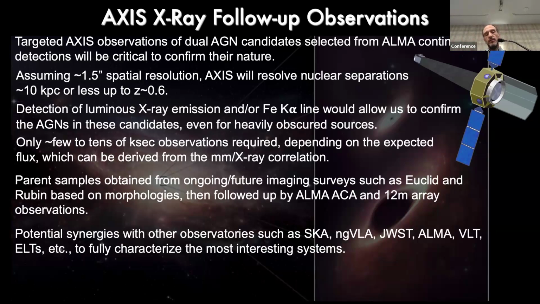and in combination with future observations, the way I'm proposing we can do that is we can start from morphologically selected samples, mostly obtained from imaging obtained with Euclid and Rubin. So we pre-select, for example, post-merger or late-stage merger systems. Then we follow up with ALMA in order to obtain dual AGN candidates from the system based on the millimeter continuum emission. And then finally, we confirm their presence with AXIS in a few kiloseconds observation.